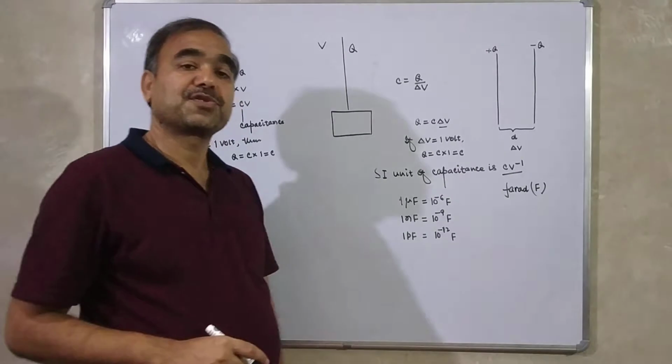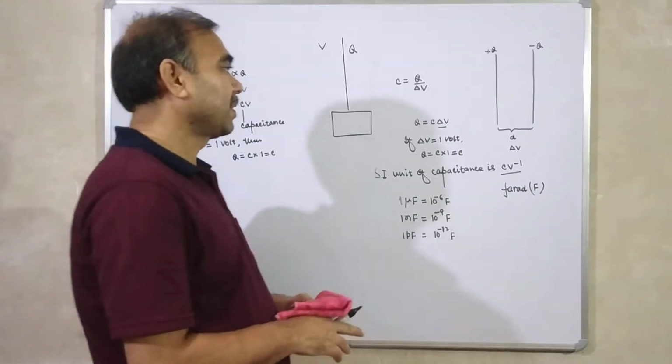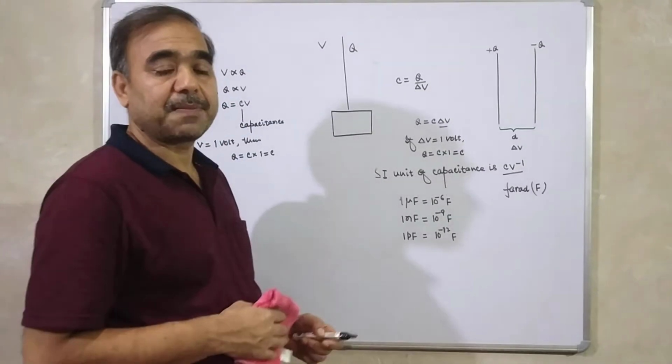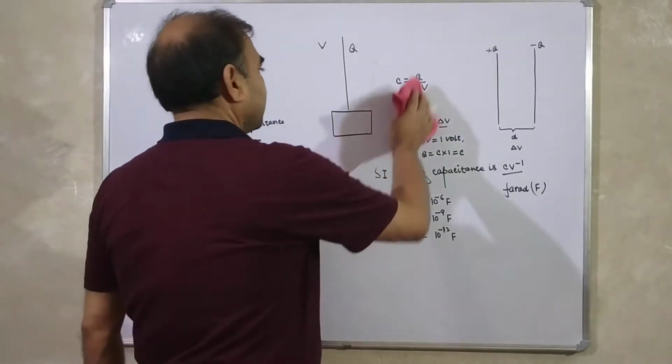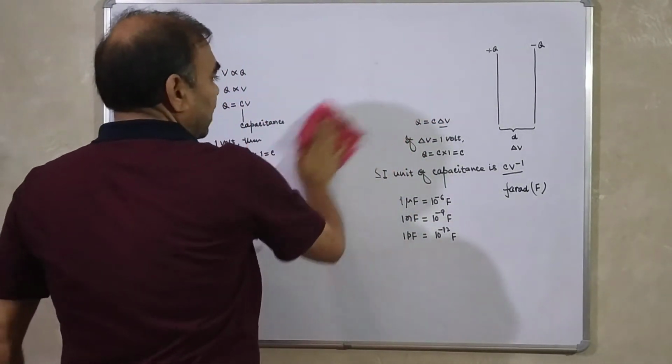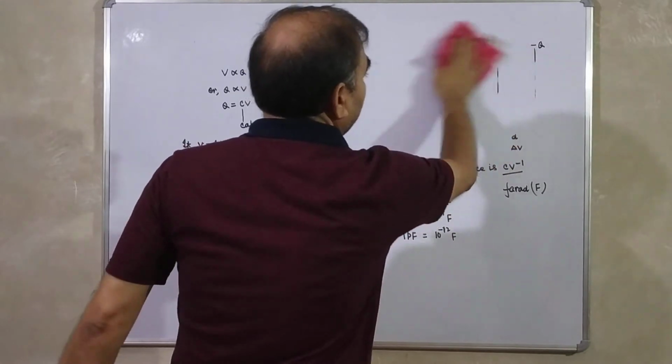Now, capacitance of a capacitor, what is it? And then derive an expression for the capacitance of a capacitor. And we take only a parallel plate capacitor.